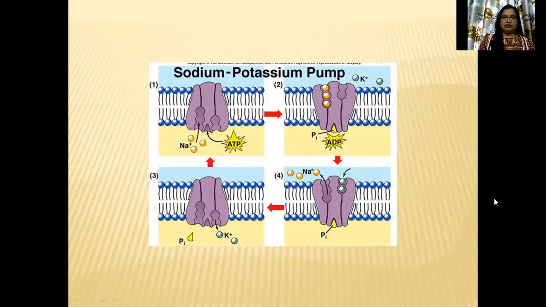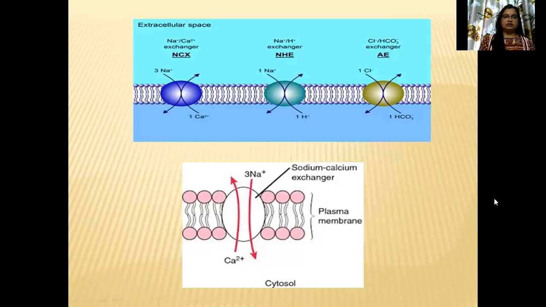Now here we can see the sodium-potassium pump. Sodium goes from outside to inside, energy is liberated from ATP, and potassium ion comes from inside to outside. And here are some examples: sodium and calcium exchanger, sodium and H plus ion exchanger, chloride and bicarbonate ion exchanger, and calcium and sodium ion exchanger.